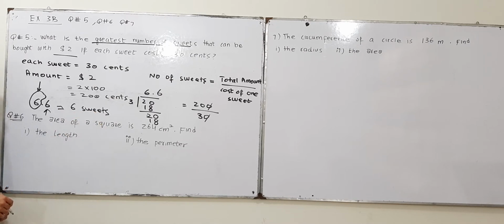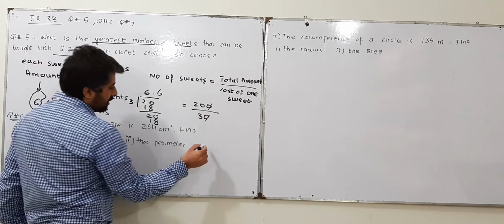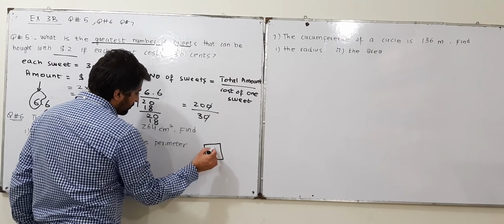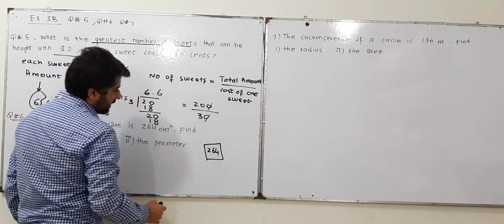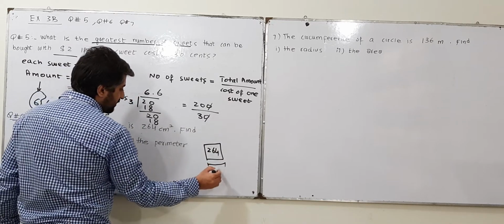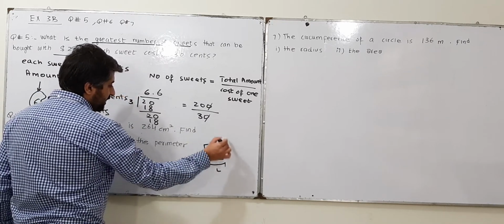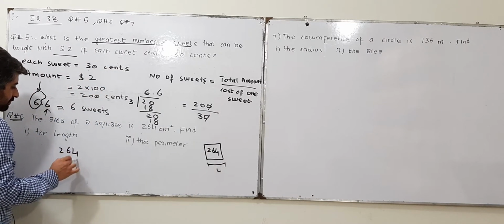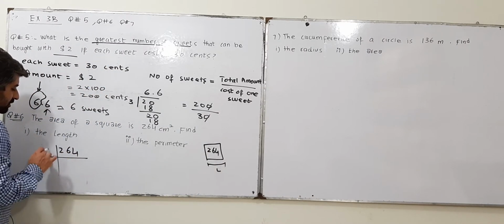The next one is area of a square is 264 centimeters square. Find the length of a square and the perimeter of square. So there is a square whose area is 264, and you have to find the length and you have to find the perimeter, the boundary. So 264, do prime factorization of 264.